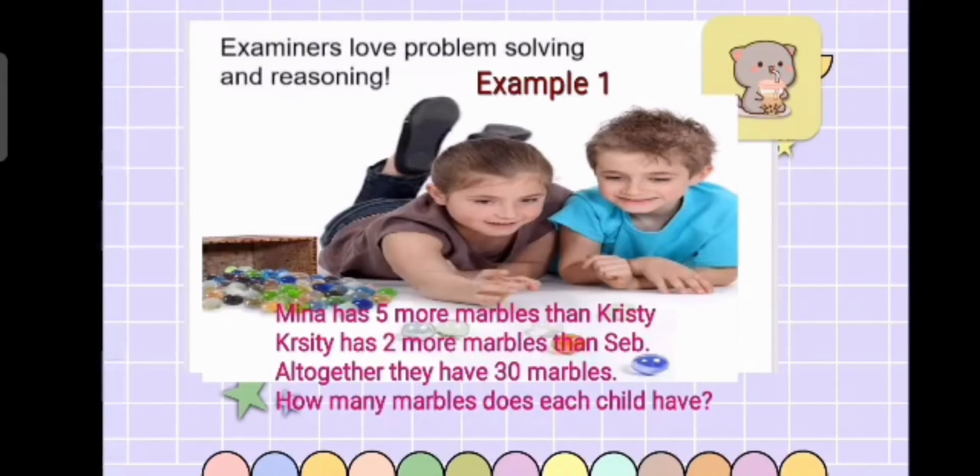Example number 1. Mina has 5 more marbles than Christy. Christy has 2 more marbles than Seb. Altogether, they have 30 marbles. How many marbles does each child have? With this example, it's all about logical reasoning. The given situation or the given problem cannot be solved with our naked eye, and we have to think deeply about the solution of this one, following the process in solving this problem.